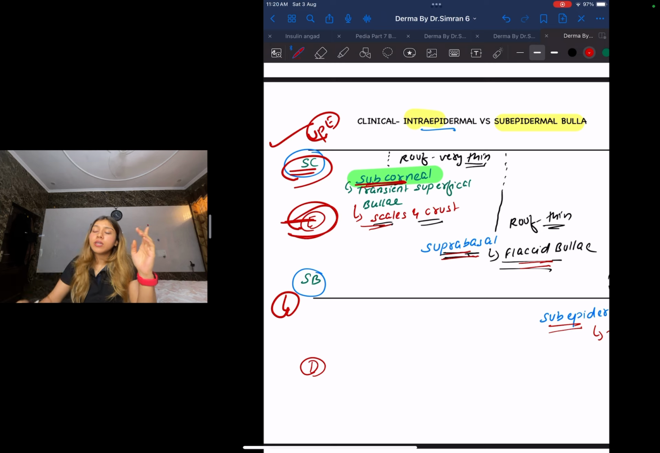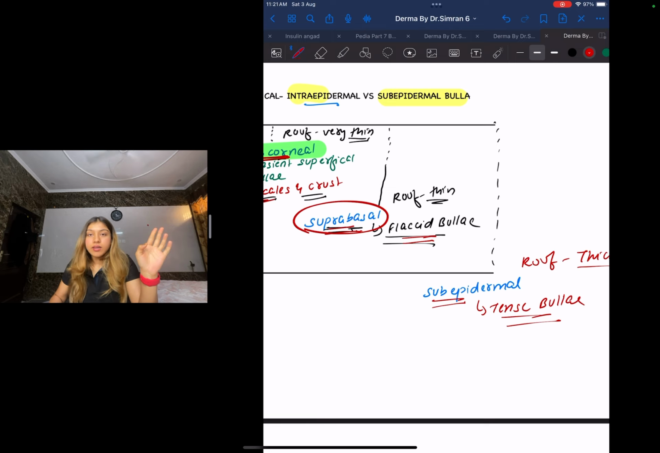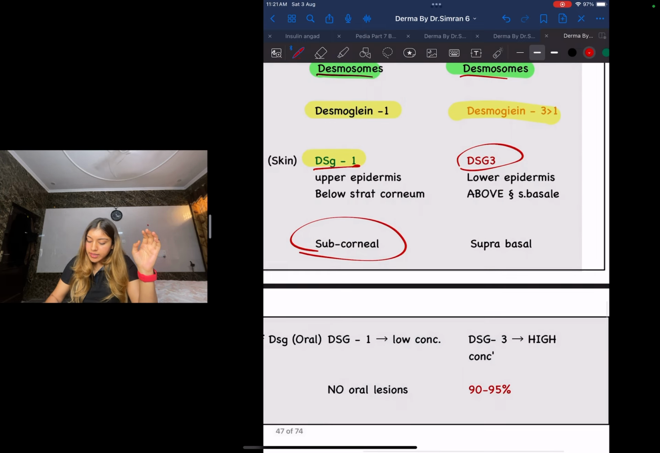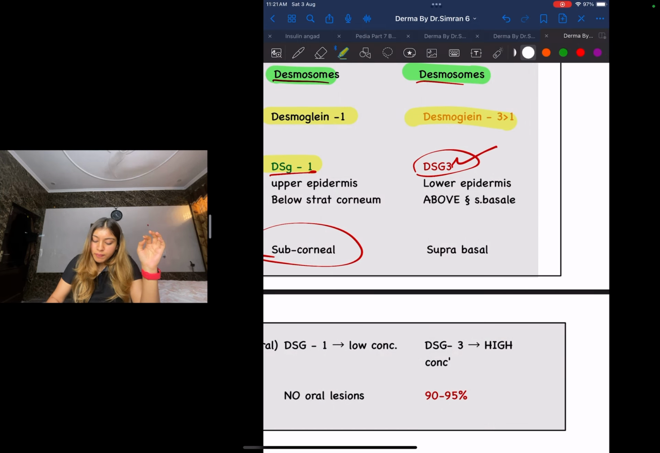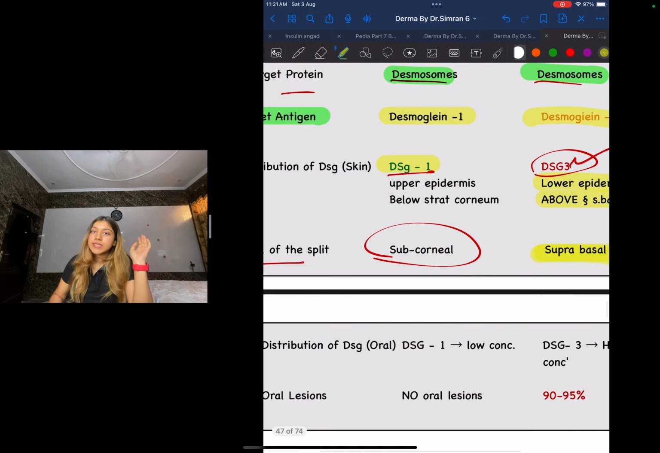How will I remember? Pemphigus foliaceus was desmoglein 1, so 1 meaning it is on top, right? 3 comes a little below. So that is why it is present in the lower epidermis. But it is going to be above your stratum basale. Above means what? Supra. So what is going to be the level of split? The level of split is going to be suprabasal. Understood? So let us look over here at the table. Desmoglein number 3 is present in the lower epidermis above the stratum basale, and the level of split is going to be suprabasal in nature.